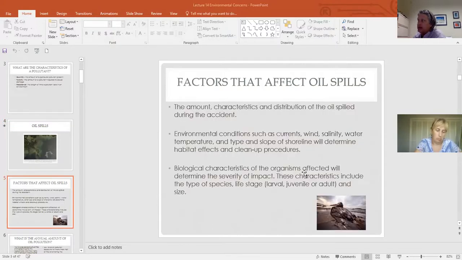If it's in an area that's got a lot of wind or storms going on, the distribution is going to be different. So there's a variety of factors that could go into how this oil is spread out and the damage that it does. Environmental conditions like current, wind, salinity, water temperature, and the shoreline type.